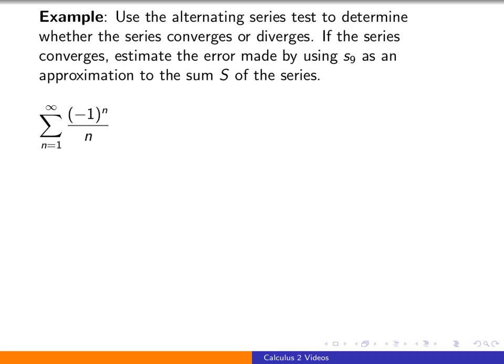Let's look at a few examples. So two things here. We want to use the alternating series test to determine if the series converges or diverges, and if it converges, estimate the error associated with S9. So for the series that we have here, b sub n is 1 over n, which is certainly positive. And in order to get convergence by the alternating series test, we need to check two things. The first is we need to evaluate the limit as n goes to infinity of b sub n. And the value of this limit is 0.